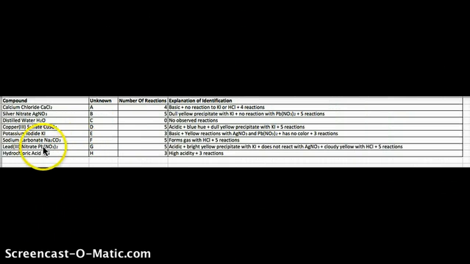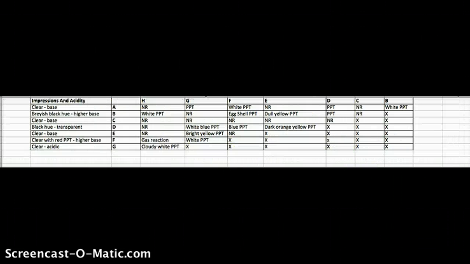Unknown G is lead nitrate because it was acidic. It made a bright yellow precipitate when combined with potassium iodide. It does not react with silver nitrate. It made a cloudy yellow with hydrochloric acid, and it had 5 reactions in total. Unknown G is lead nitrate because it does not react with B, which is silver nitrate.